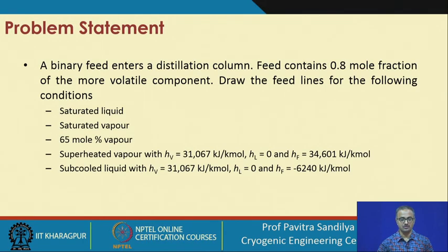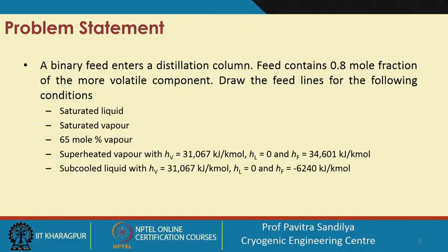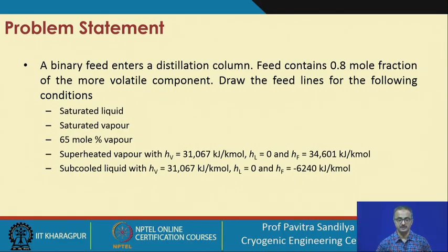So, first let us go with this problem of drawing the feed lines. Here we have that a binary feed enters a distillation column and this feed has 0.8 mole fraction of the more volatile component. Now, please understand that to draw the feed line there is no necessity to know the exact nature of the component, it is enough to know the composition of the component. So, in this particular problem no component has been mentioned.